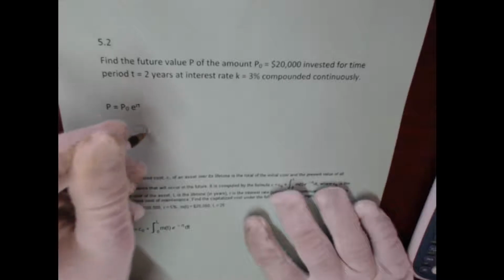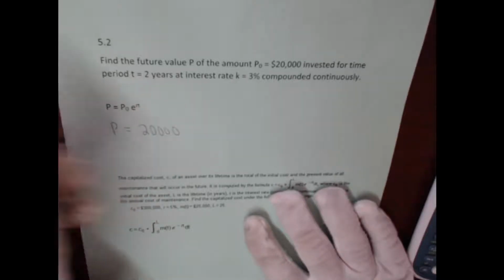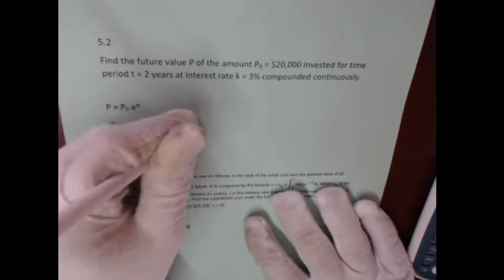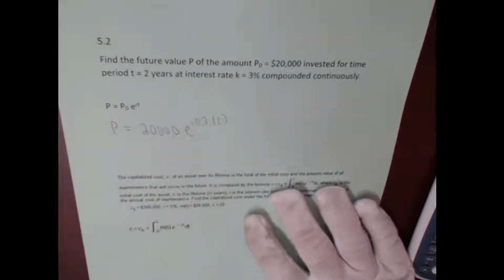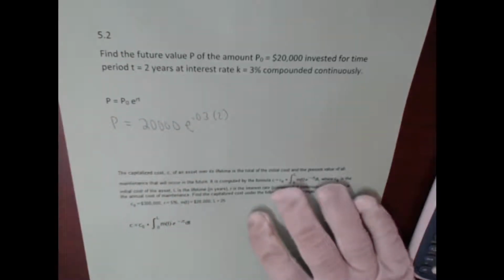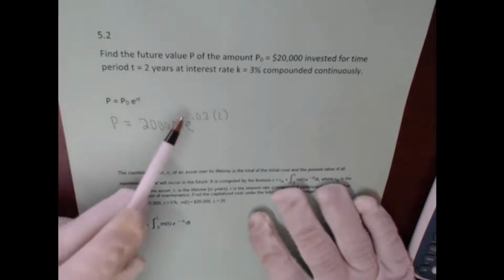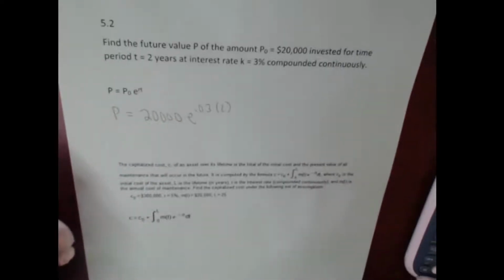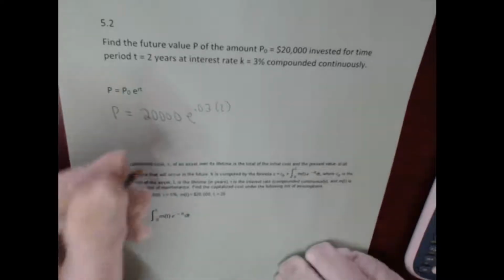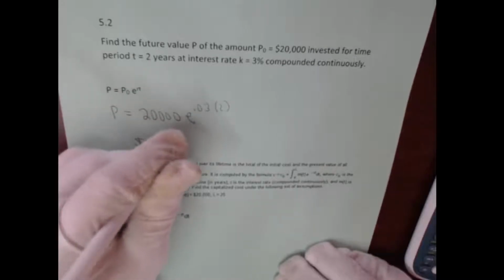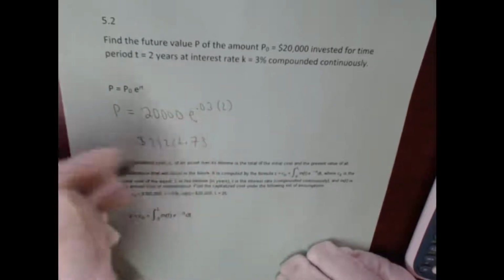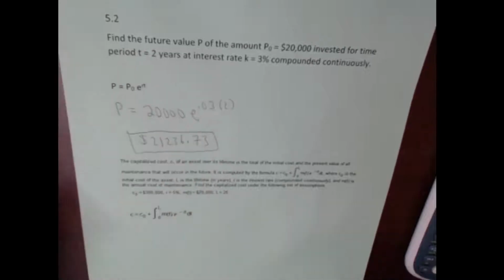We just need to put those values into the equation. So P equals 20,000 times e to the 0.03 times 2. So $20,000 invested originally for 2 years, and 3% we put in as 0.03. And you just do that and you're at your answer. So that's 20,000 times e to the 0.06. And we arrive at an answer of $21,236.73 if you round to the nearest penny, which you should. And that's the answer. So not too difficult.